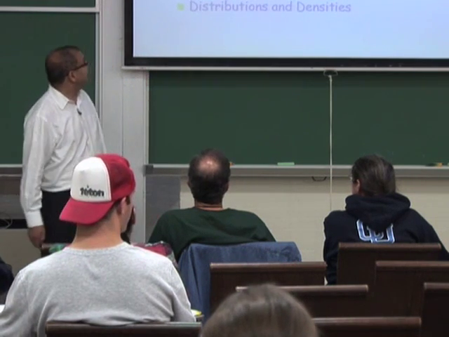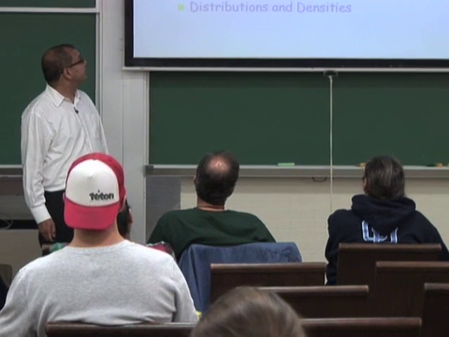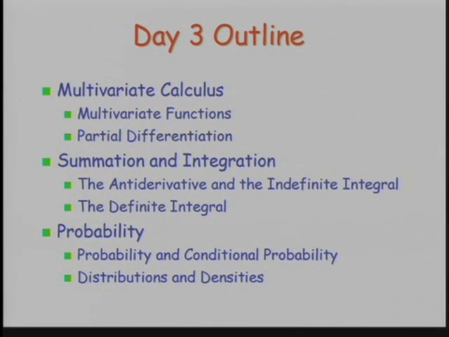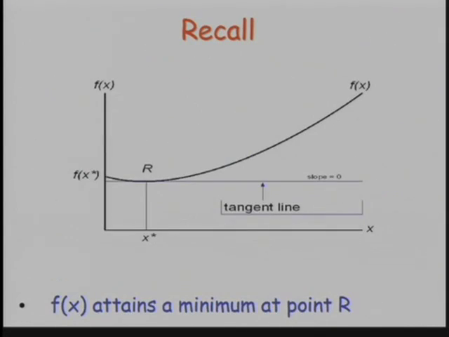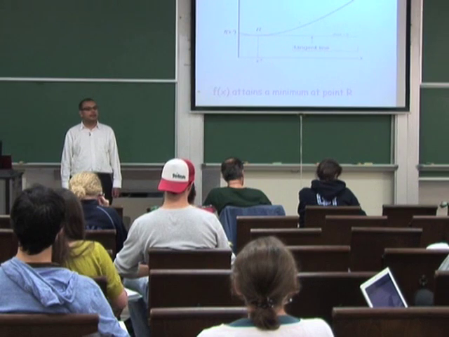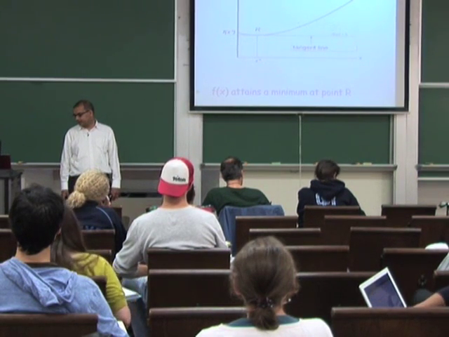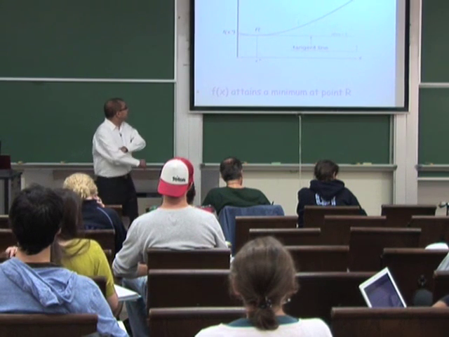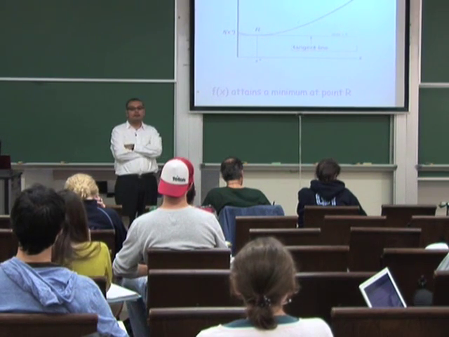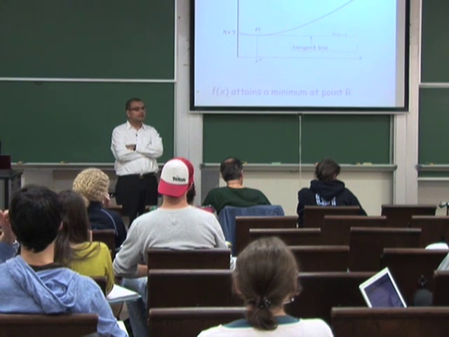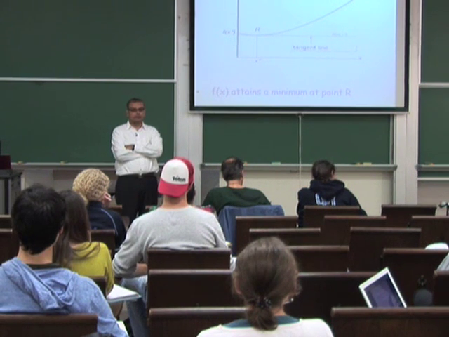Okay. So multivariate calculus, we're going to do multivariate functions and talk about partial differentiation, which you'll see is an analog of ordinary differentiation. So let's just jump into that. Remember that when we were talking about univariate functions, we would look for a point on the function where the derivative of that function was equal to 0.